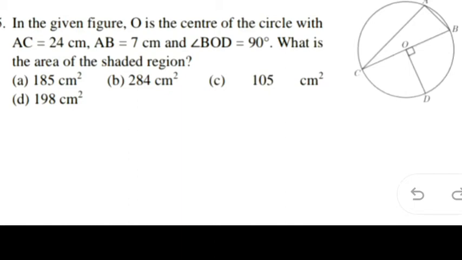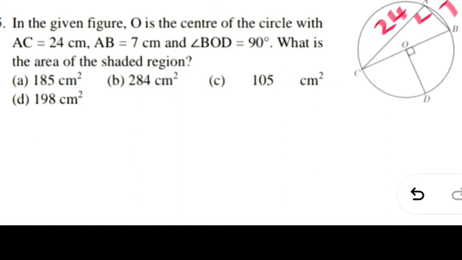Fifth question. In the given figure, O is the center of the circle with AC equal to 24 cm and AB equal to 7 cm and angle BOD equal to 90 degree. What is the area of the shaded region? Look at the figure. Since BC is the diameter, the arc CAB is a semicircle and we know that angle in a semicircle is 90 degree. So the triangle CAB is a right triangle.